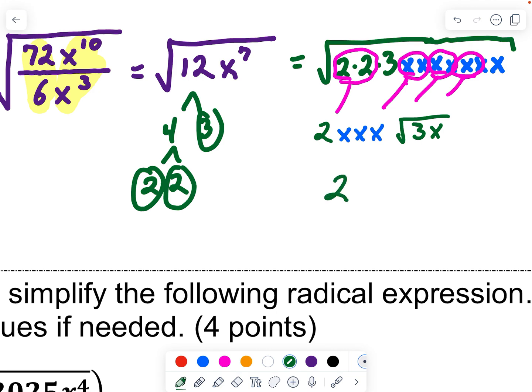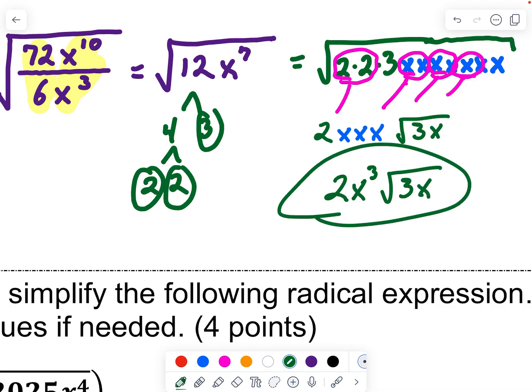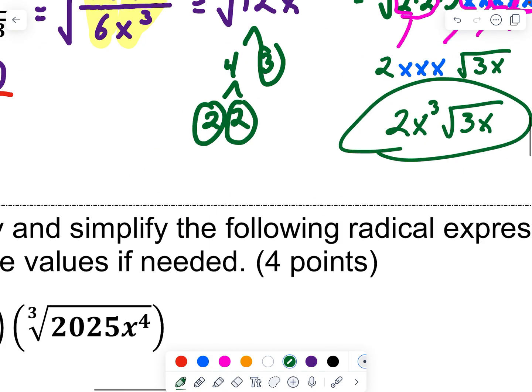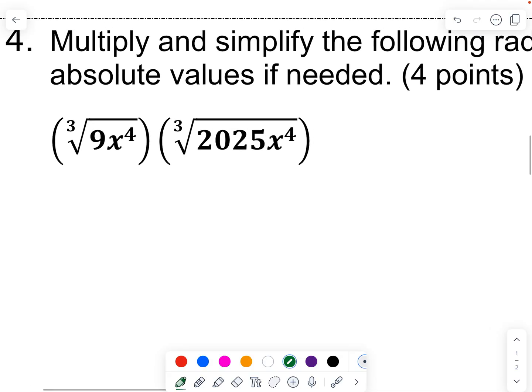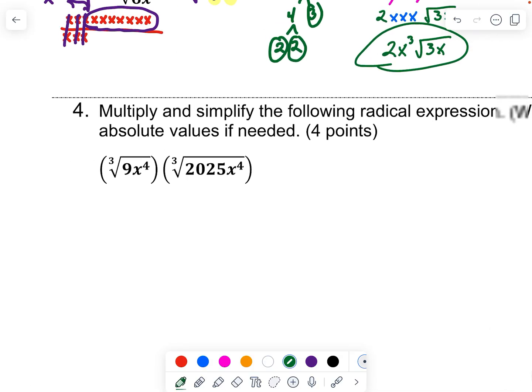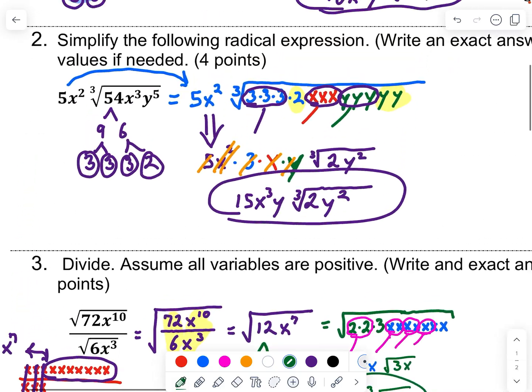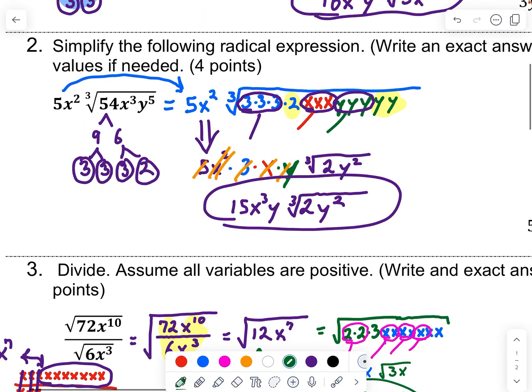Simplify that a little bit. I've got 2x cubed square root of 3x. And that's my answer. Let's look at, what are we up to? 4. Okay, so question number 4 is actually the exact same as question number 2, where we simplified a cubed root.